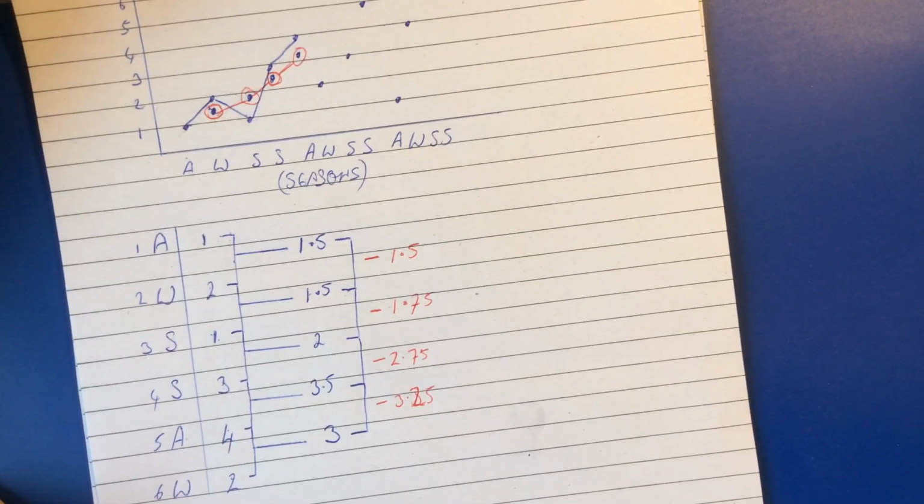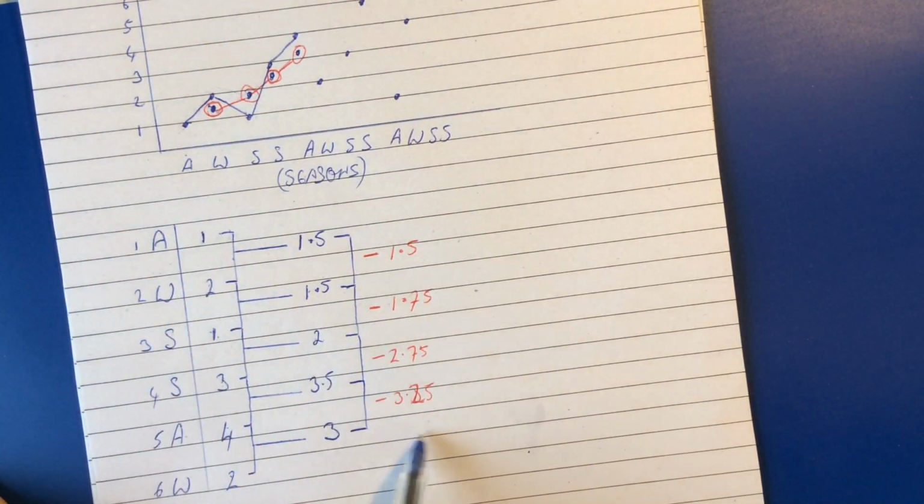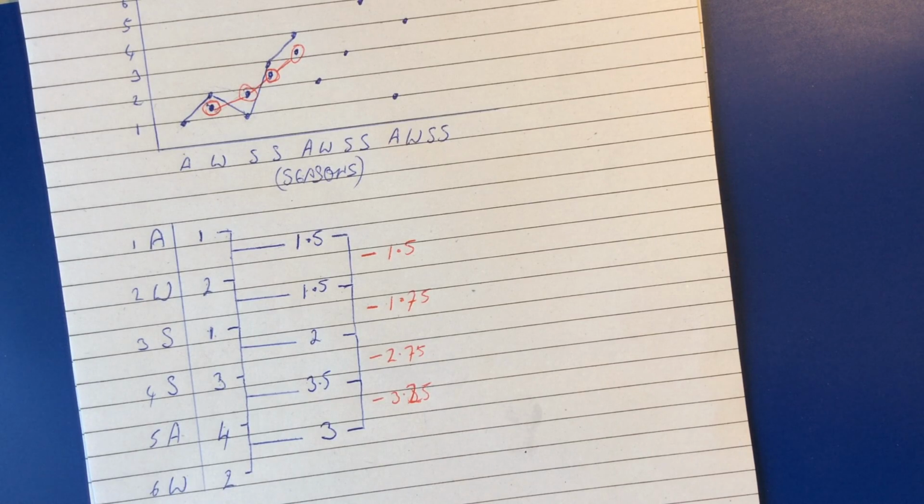Anyway, that is the process. What you can see is that it just consists of taking a second average, a second mean.